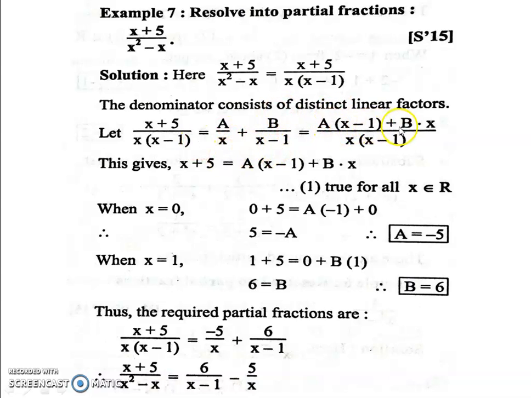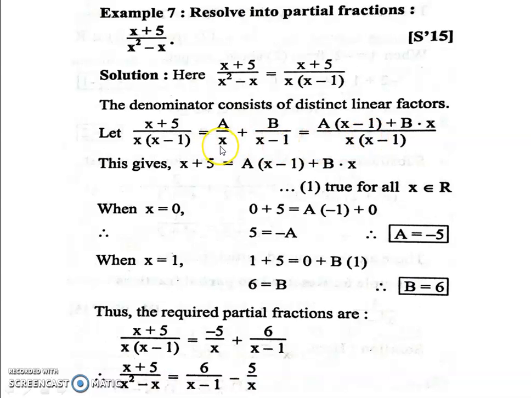Capital A into x minus 1 plus capital B into x upon x into x minus 1. This term and this term have the same denominator, so that will get cancelled. So what is remaining? x plus 5 is equal to capital A into x minus 1 plus capital B into x. That is true for all x belongs to R.